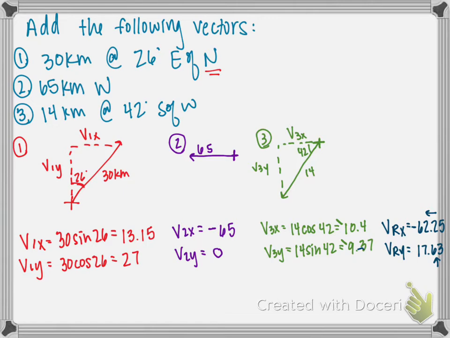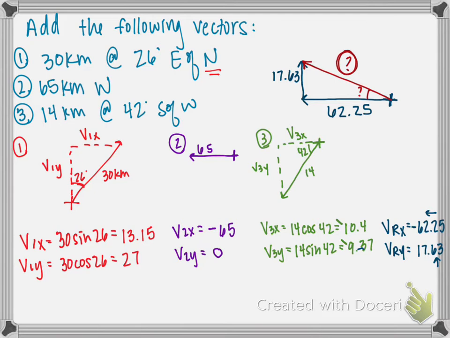Okay, so last step, right, is to build our new triangle. So it doesn't matter if you go to the x direction first or the y direction first. But again, I always like to do x. So we go 62.25 west and then 17.63 north. My resultant vector here always goes from the origin to the tip of the last vector. Okay, so how would I solve for this side of my triangle?